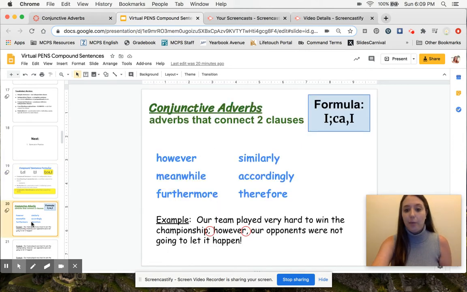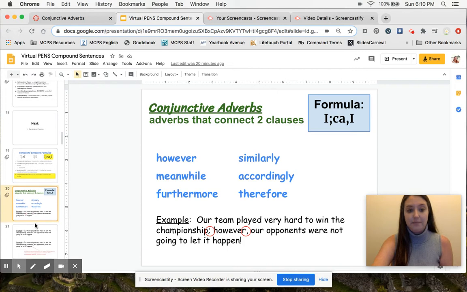So here's an example of some really common conjunctive adverbs that connect two clauses. However, meanwhile, furthermore, similarly, accordingly, and therefore. Those are all examples of conjunctive adverbs. And you can see in our example sentence here, our team played very hard to win the championship. However, our opponents were not going to let it happen. And you see we have our semicolon and our comma in our sentence.